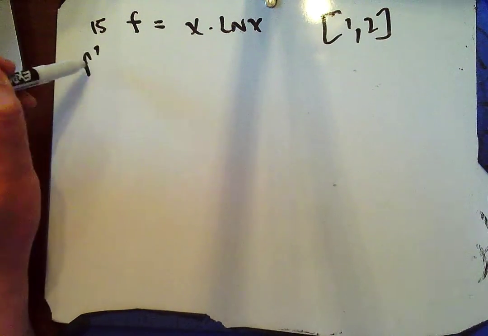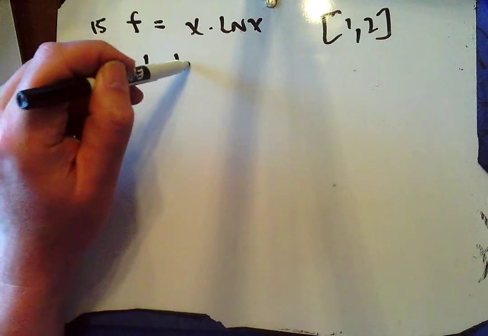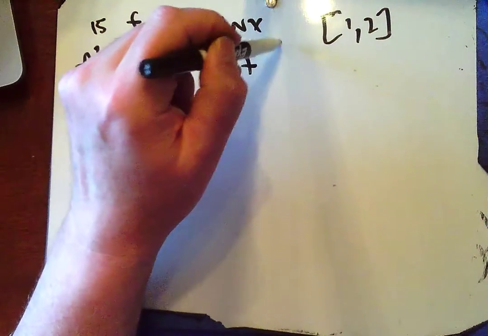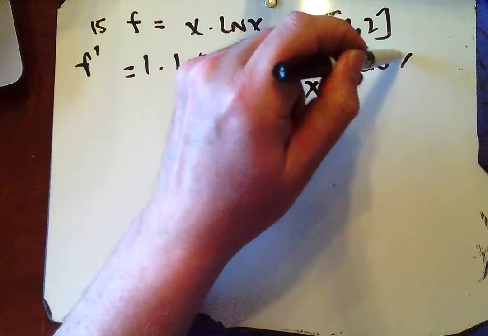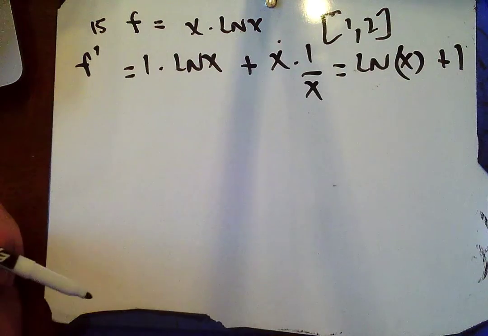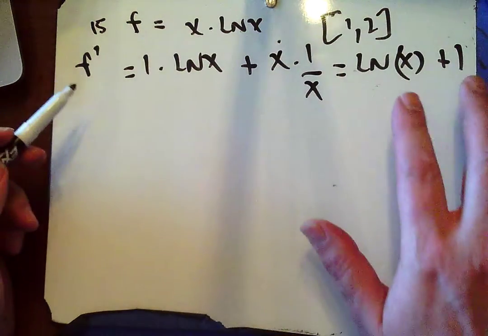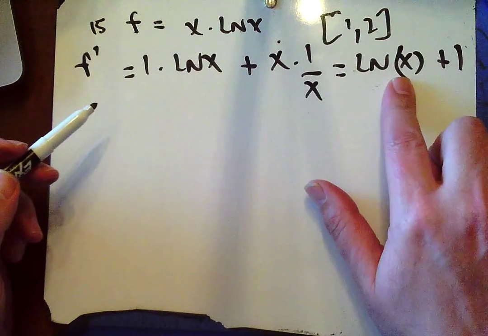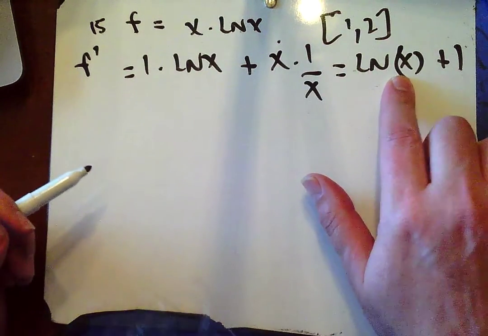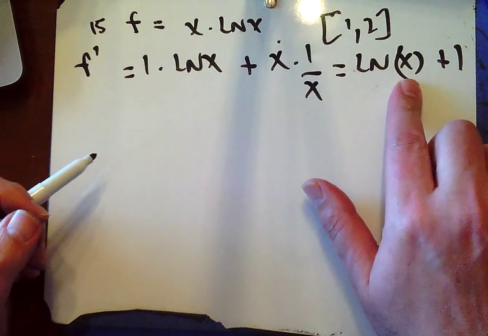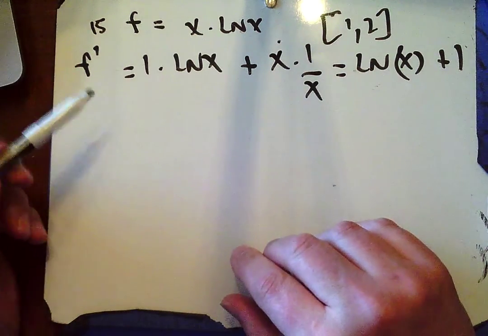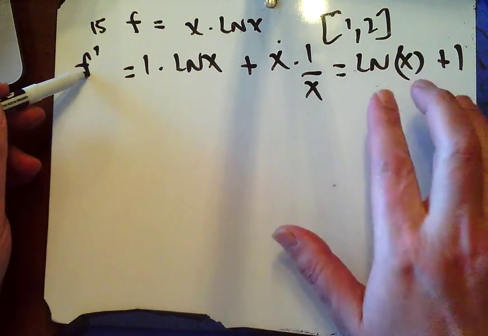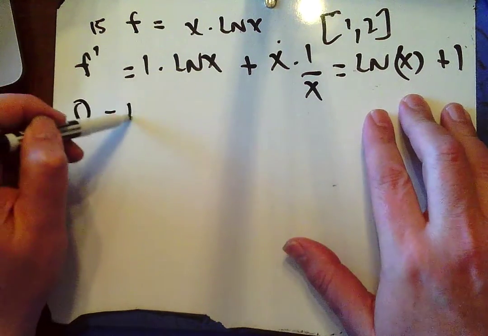So what's f prime? Well, f prime is 1 times ln of x plus x times 1 over x, or ln of x plus 1. Well, I wonder when this is. I mean, I know ln has a domain restriction, no zeros, no negatives. So that's sort of in my brain always. F prime could be equal to 0.